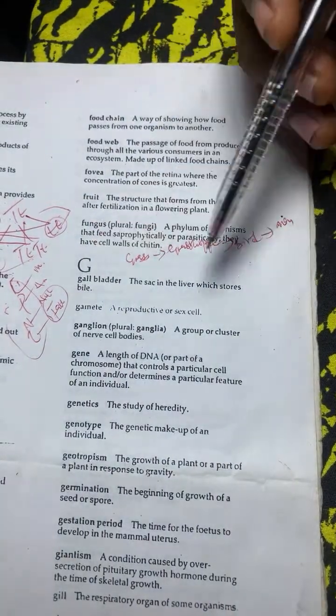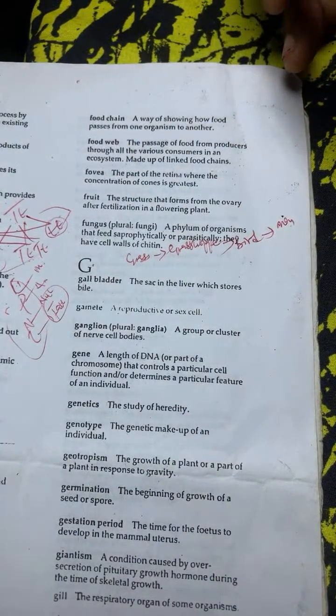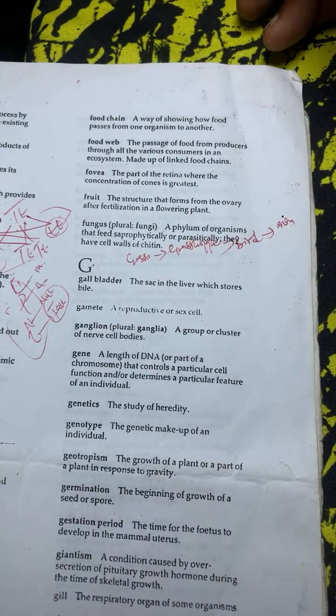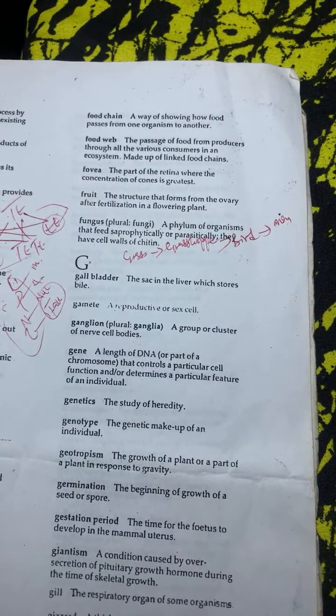Now move on to gallbladder. Now, number G, gallbladder. Now, the gallbladder is the sac in the liver which stores the bile. I explained bile earlier this morning. Are we together now?